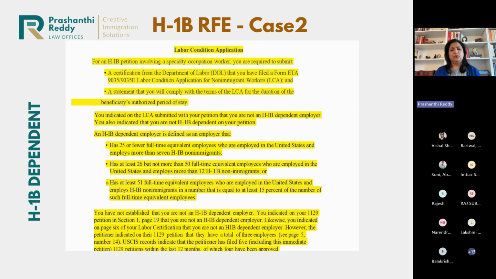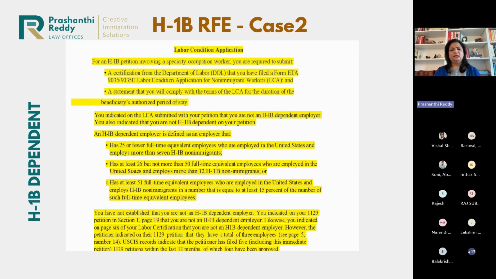If you have 26 or more full-time employees, then if more than 12 are on H-1B, then you're dependent. If you have 51 or more full-time employees and at least 15% of them are on H-1B, then you are dependent. So if any of these apply to you, then you have to mention in your LCA specifically that you are H-1B dependent, and you have to attest to the fact that you have followed some of the rules with reference to H-1B dependent employers. So there's a special tick mark that you have to do for H-1B dependent employers.